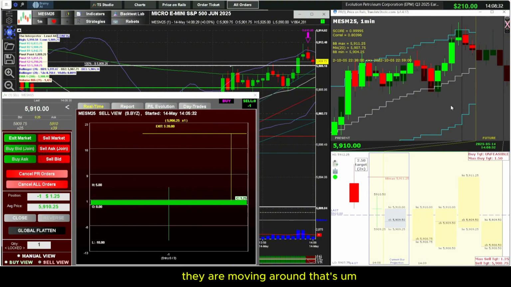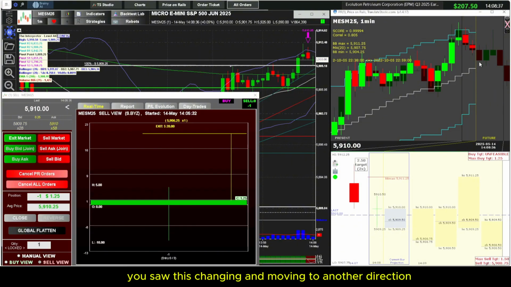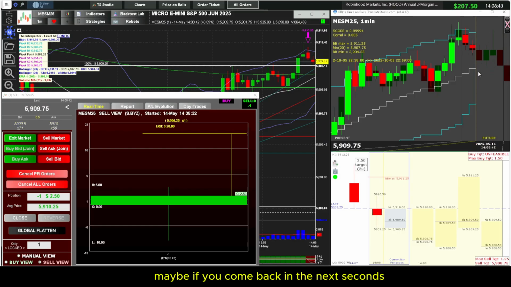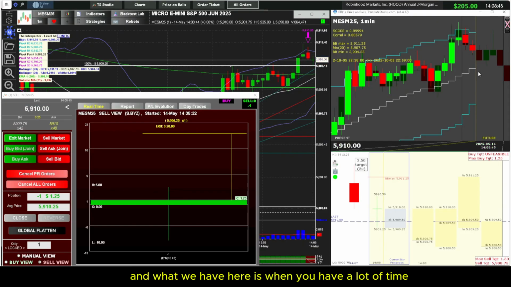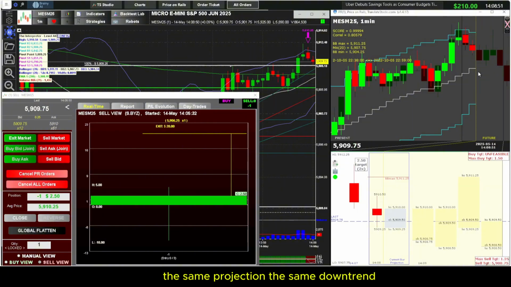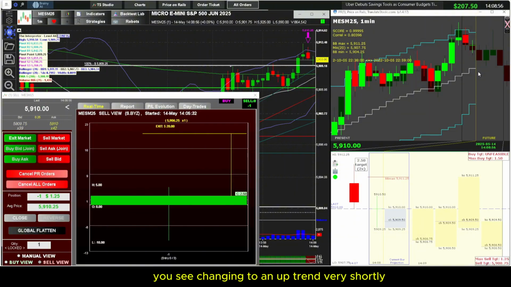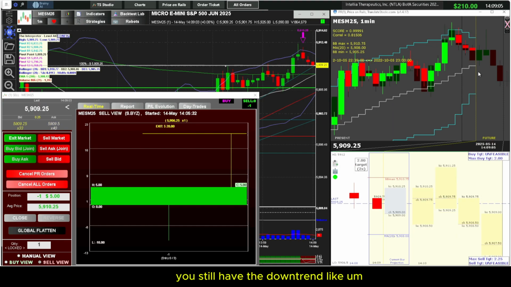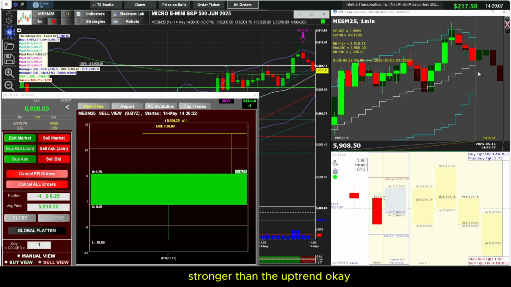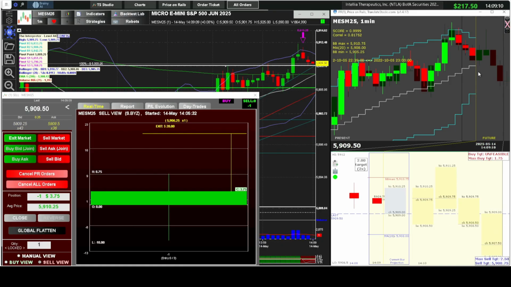So when we start the trade, we are locking in this view, and these views are just changing. They are moving around. That's not because you saw this changing and moving to another direction that it will be invalidated. Maybe it will come back in the next seconds. When you have a lot of time, the same projection, the same downtrend, say, if you see it changing to an uptrend very shortly and then come back to a downtrend, you still have the downtrend stronger than the uptrend, okay?